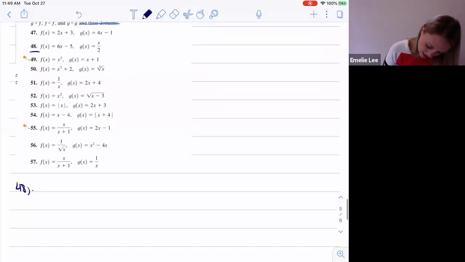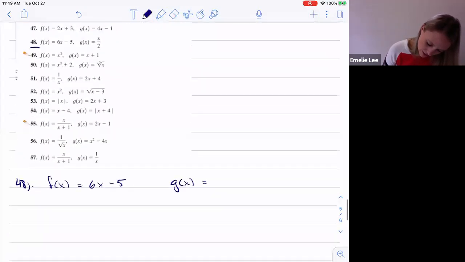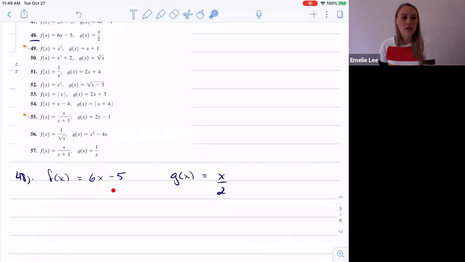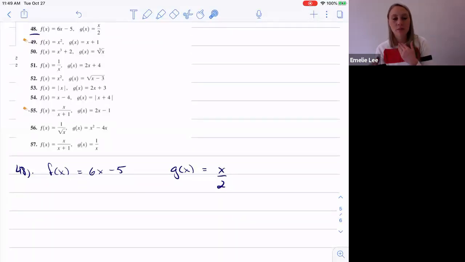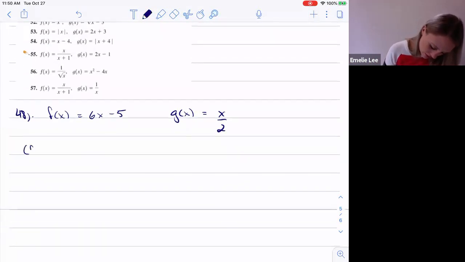So 48 says we have f of x is 6x minus 5, and g of x is x over 2. Just as a quick refresher, right? The domain of f of x is any real number. I can put in any value for x and it'll still work. Even for g of x, it's any real numbers because the x is in the numerator, right? Any number can be divided by 2, so everything goes, right? So I've got a set of real numbers and a set of real numbers. But like I said, we're not gonna focus on that.